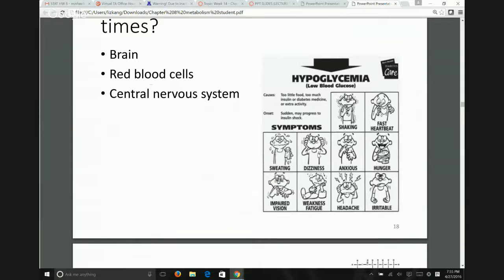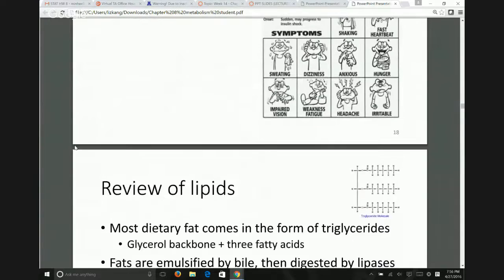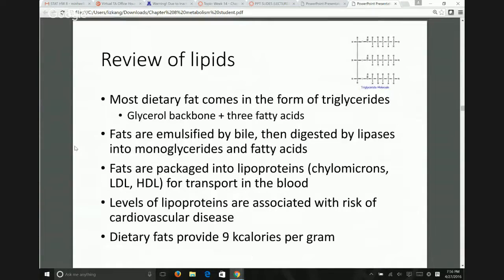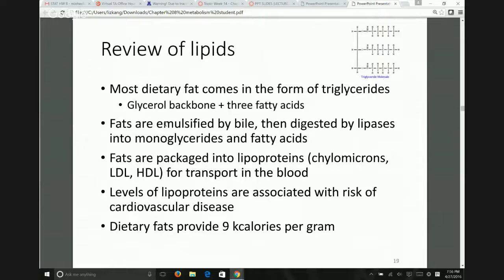Then you can get something called hypoglycemia, and you shake, you don't have energy, you feel dizziness, and you just don't feel good. Okay, that's all for the carbohydrate.